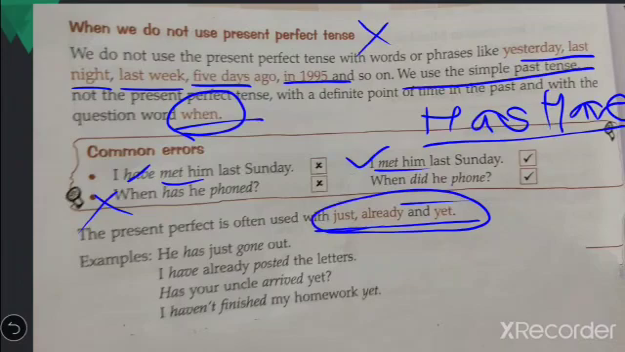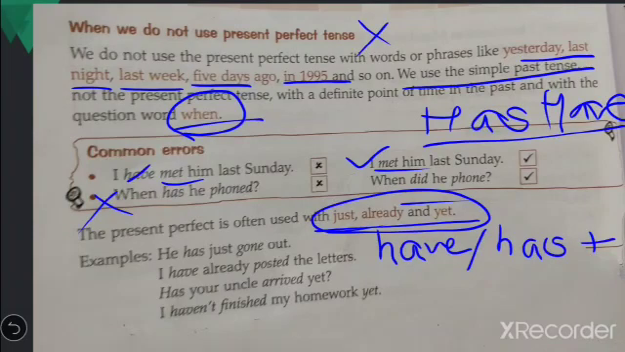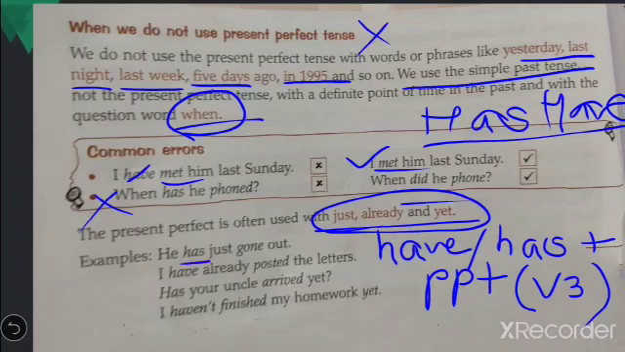Students, once again I say that in the present perfect tense the structure is have or has, according to the subject, plus the past participle form of the verb, or you can say verb 3. "I have just gone out." Now look at the words has just, gone out. Gone is the past participle form of go. "I have already posted the letters." Post, posted. "Has your uncle arrived yet?"